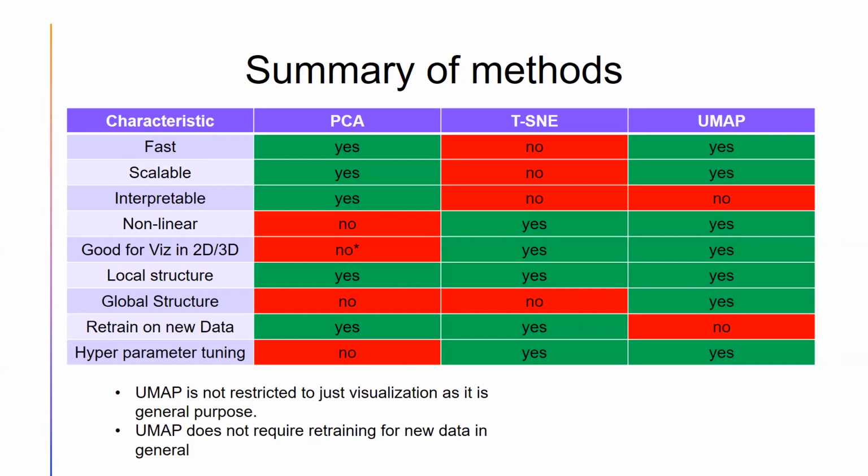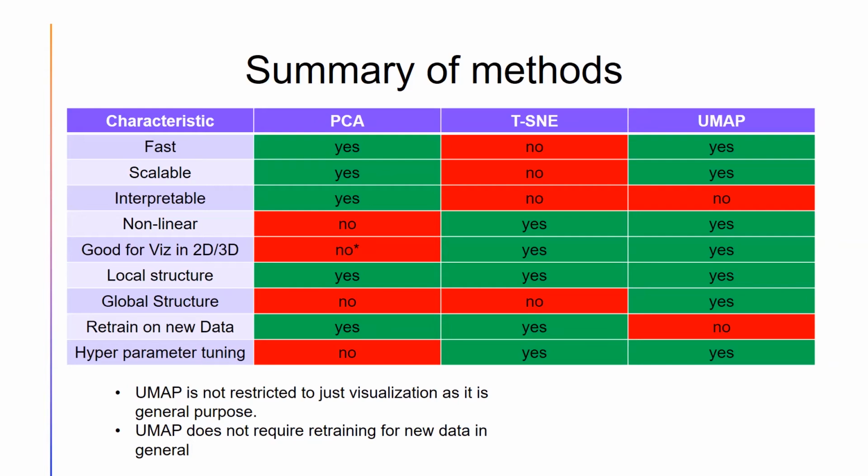Does it preserve local structure? It does, if it exists. Does it preserve global structure? No. If you do get new data, do you need to retrain or rerun PCA to obtain your components? Yes, but you don't really need to tune many parameters.